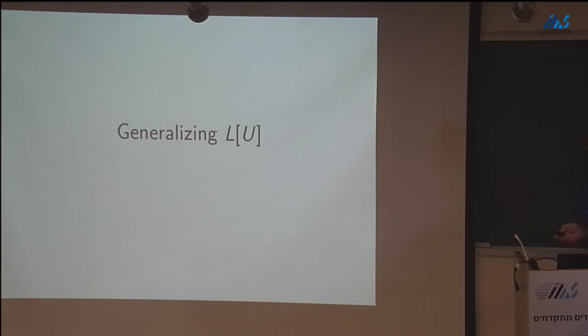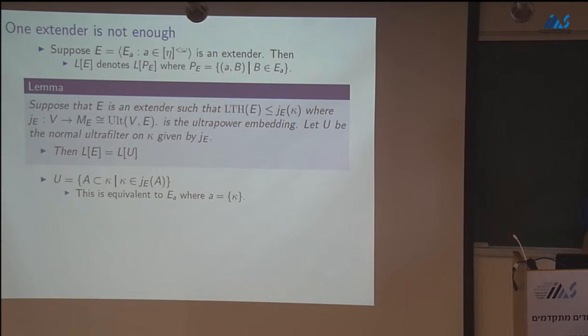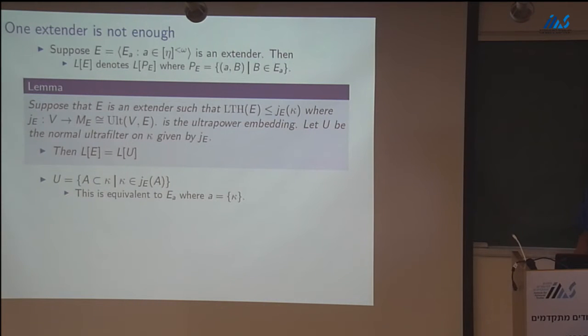So back to the problem. Generalizing L[U]. We want to try to generalize that. Well, one extender is not enough. One extender is good enough to generate very powerful embeddings, but you can't use it to build the model that we're looking for. And so this is an easy lemma.